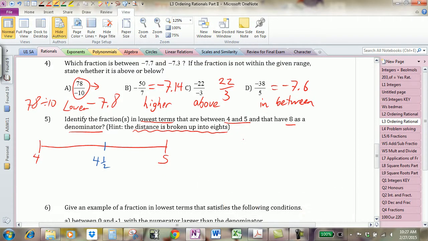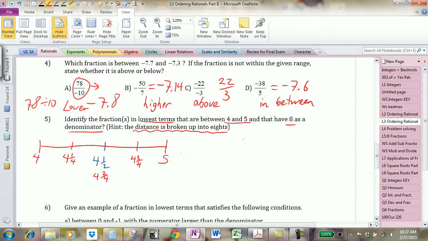Okay. Then what we're going to do is divide this into half again. How many pieces are there now? Count. How many pieces do you see? Right, there's 4. 1, 2, 3, 4. So I broke this into quarters. So this would be 4 and 1/4, 4 and 2/4, 4 and 3/4, 4 and 4 would be 5.